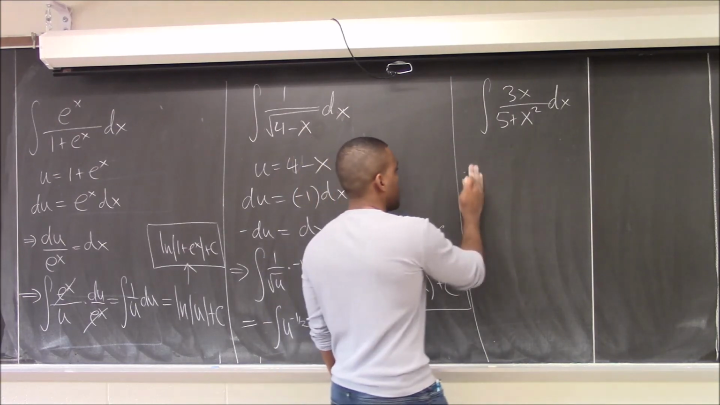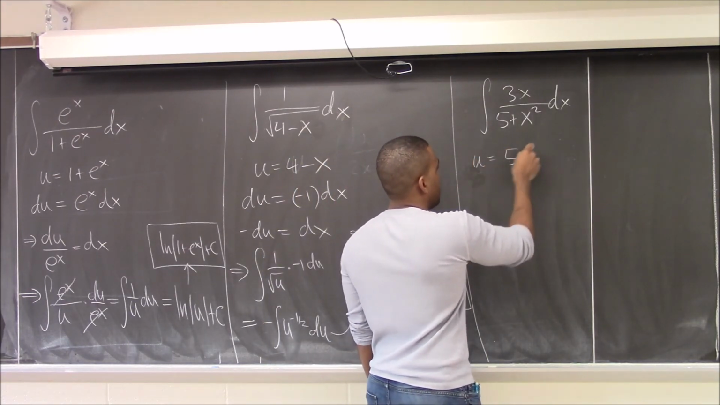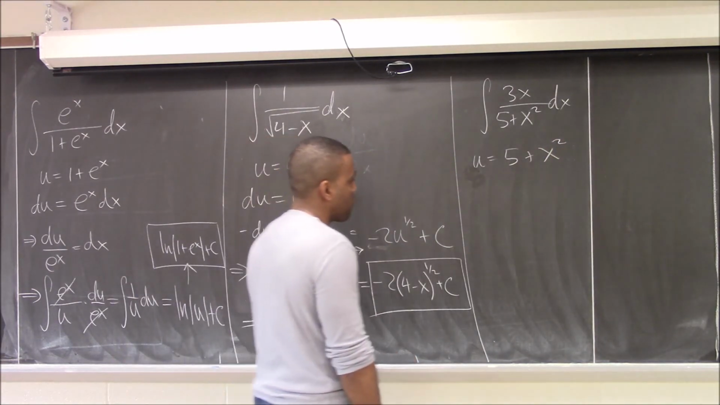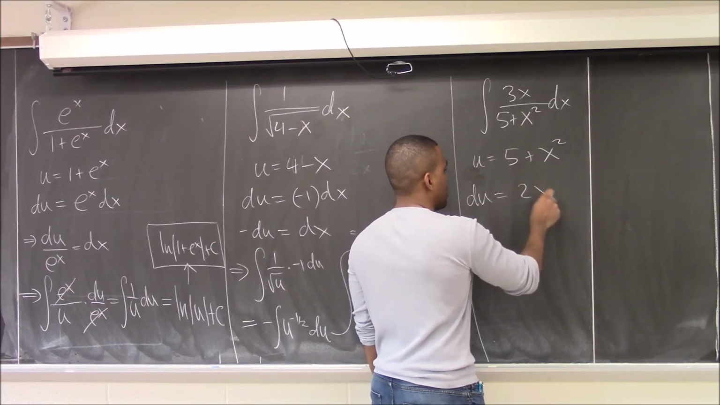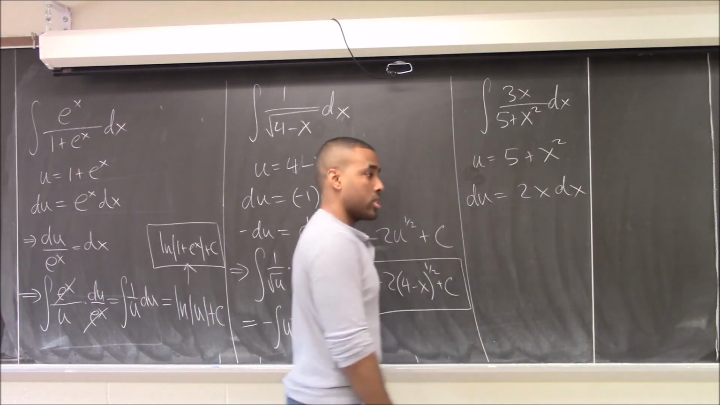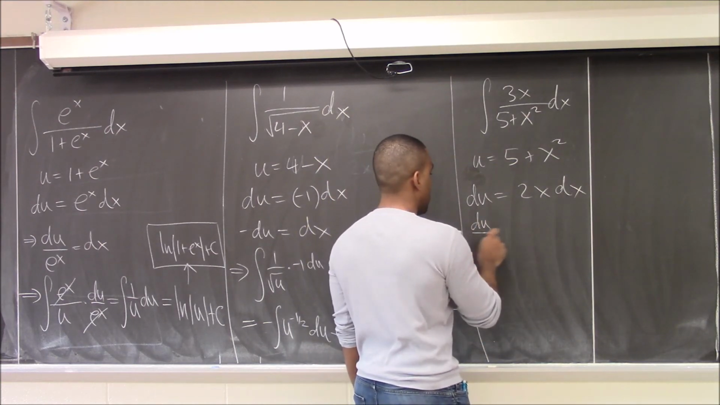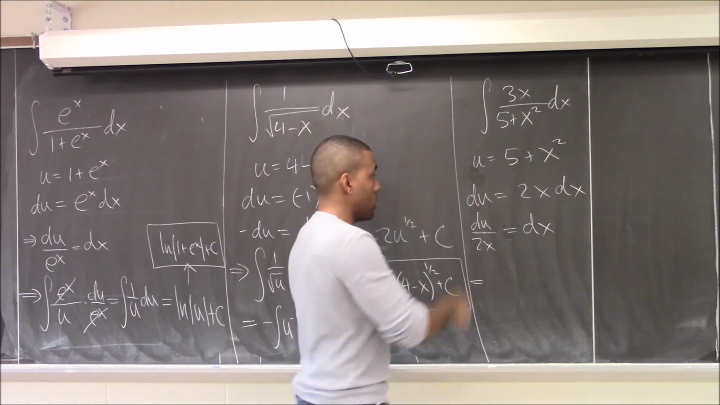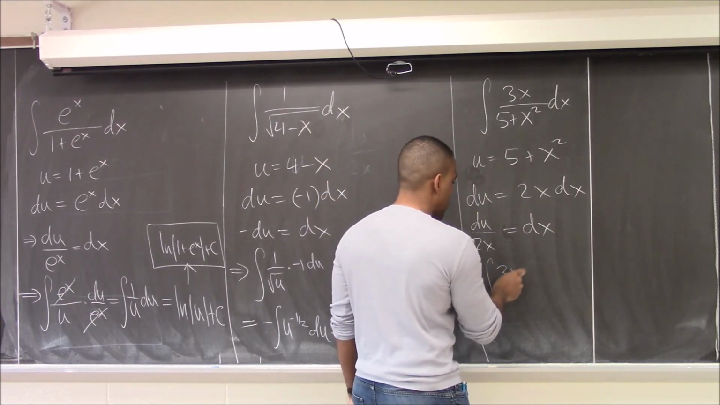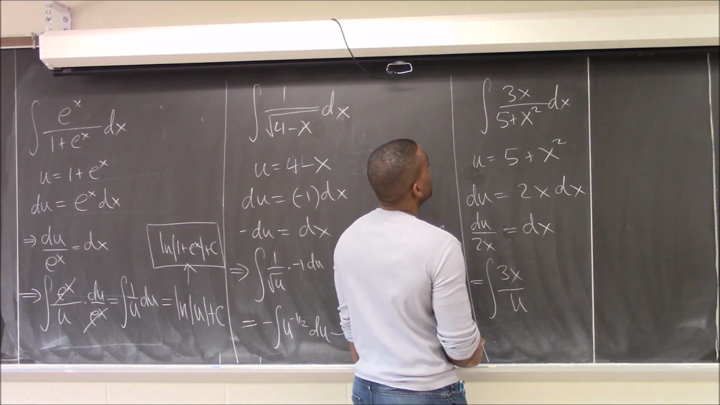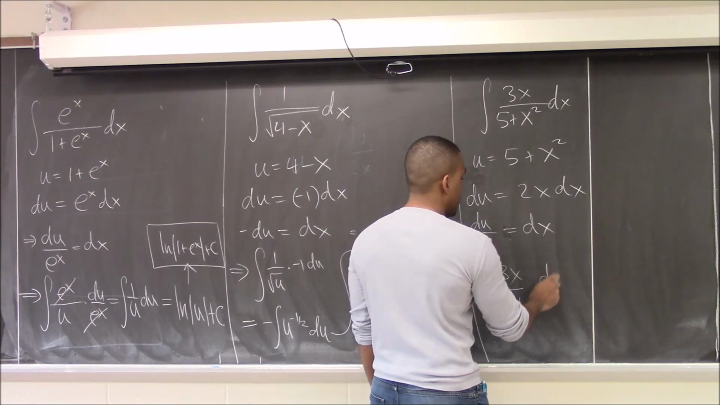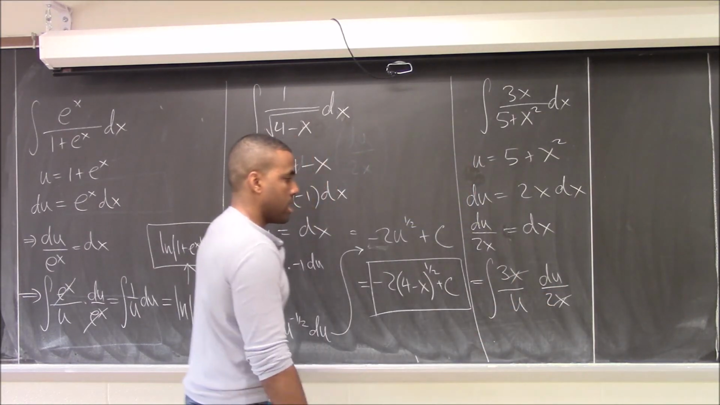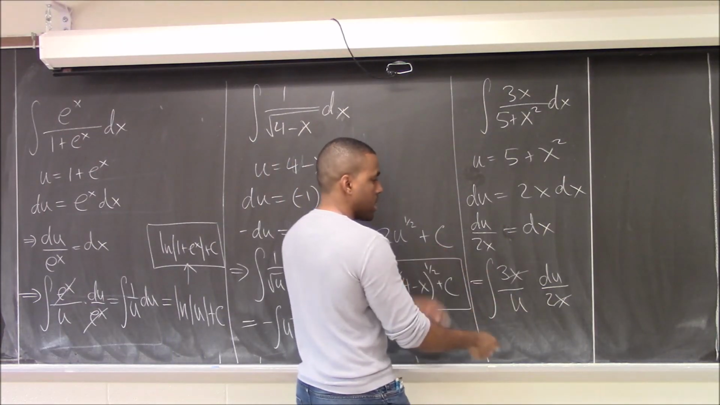Do a similar thing here. The denominator makes it complicated, so let's replace that with a single expression. du is equal to 2x dx. Meaning that du over 2x is equal to dx. Go to the original and just start plugging these guys in. So that's 3x over u. My dx becomes du over 2x. The x's will cancel. And I have now 3 over 2 that I can factor out.